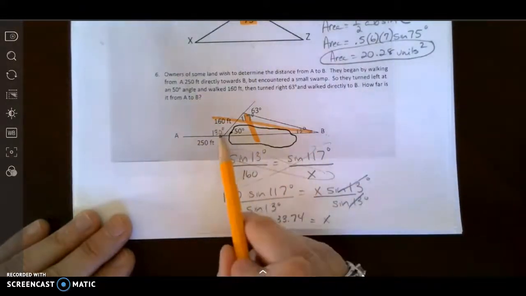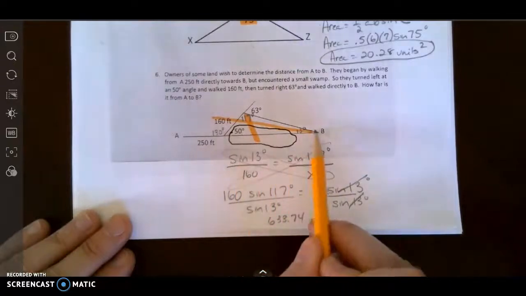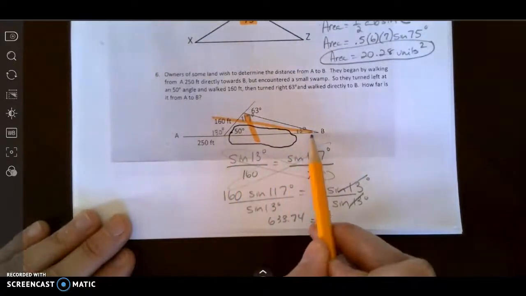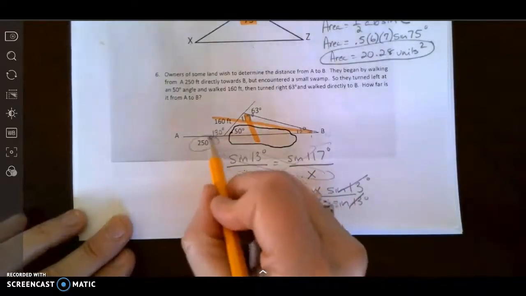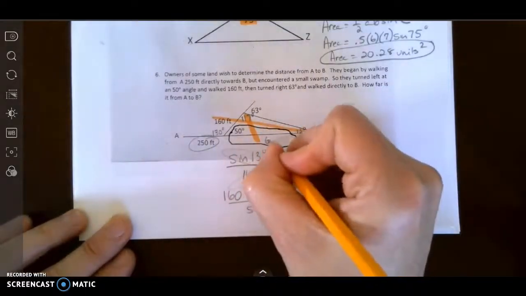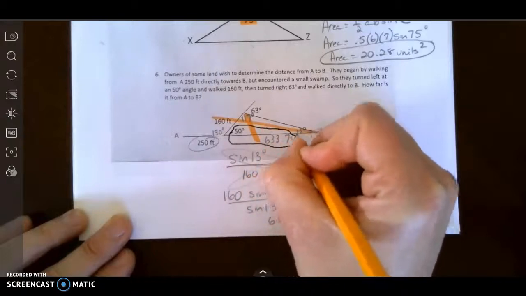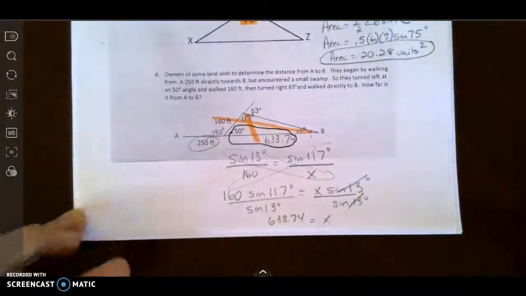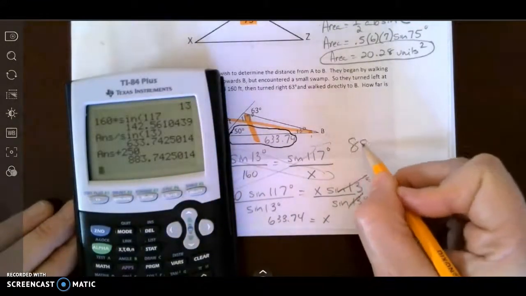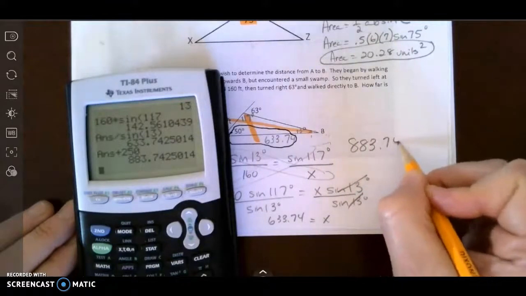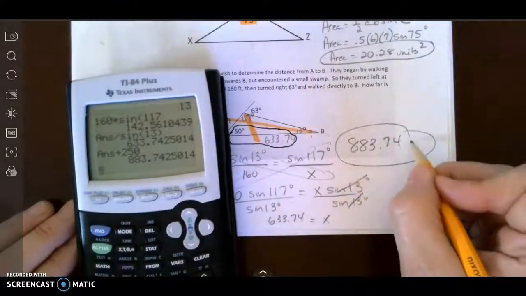Now, that's the distance here. From A to B, I've got to remember to add another 250. So don't forget to take that and the 633.74 and add them. I'm going to take this answer here and add the other 250, and there's my answer, 883.74, and that would be, I think, feet.